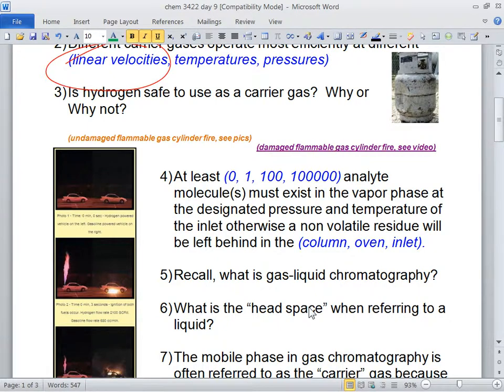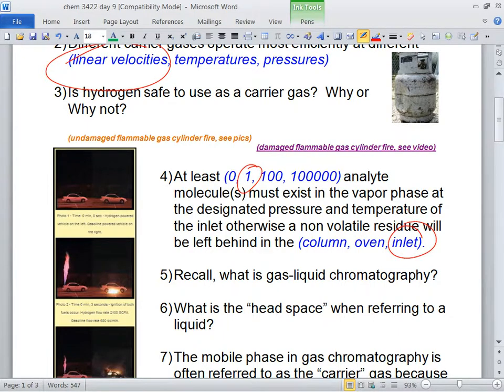How about this one? We're back to Andrew. At least blank analyte molecules must exist in the vapor phase at the designated pressure and temperature of the inlet. Otherwise, a non-volatile residue will be left behind in the blank. Is it 100? It's actually 1. Needs to be somewhat volatile. Not very volatile, but at least 1. Otherwise, a non-volatile residue will be left behind in the inlet, right? Because that's where everything's supposed to be vaporized.